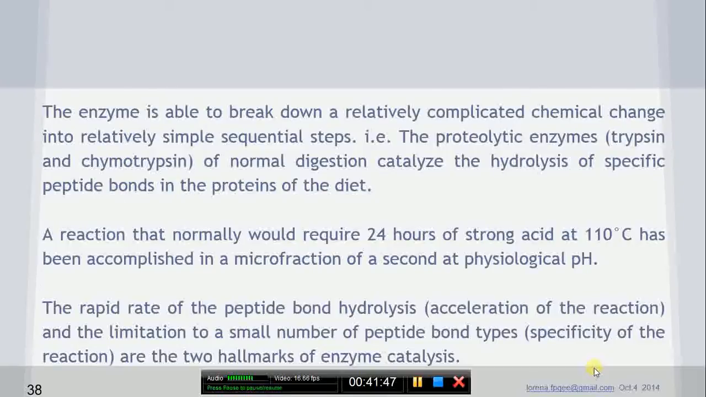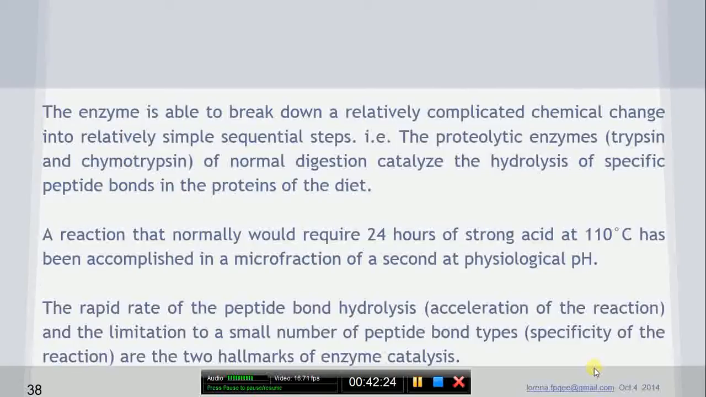The proteolytic enzymes, trypsin and chymotrypsin, of normal digestion are good examples. They catalyze the hydrolysis of specific peptide bonds in the proteins of the diet. The substrates, a water molecule and a peptide bond, are transformed into a free carboxylic acid group and a free amine group, i.e., two peptides. A reaction that normally would require 24 hours of strong acid at 110 degrees Celsius has been accomplished in a microfraction of a second at physiological pH.